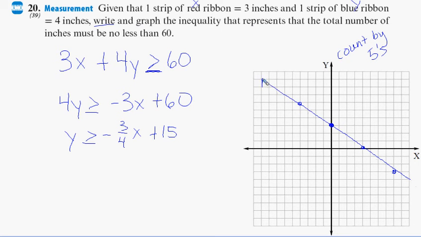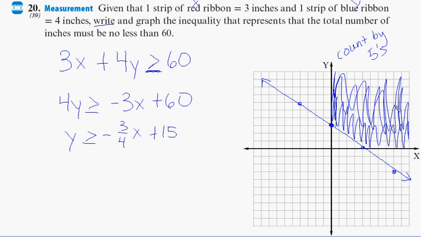Now we need to shade. And which side do we shade? We shade above the line because it's greater than. And the total number of inches must be no less than 60. We're going to have to shade just in this section here, obviously, because we're not going to have a negative number of inches. Everybody see that? Hope that makes good sense for all of you.